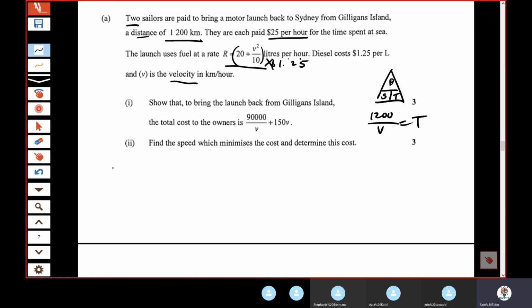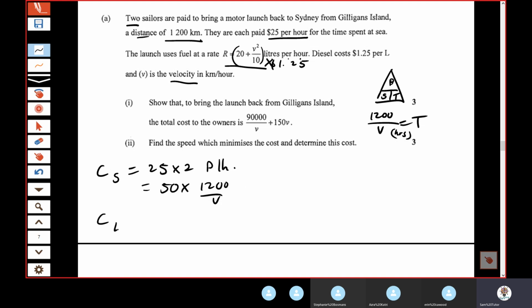You know that the guys get paid, the cost for the sailors is $25 per hour times 2 of them, that's it, 25 times 2, $50 per hour. But how many hours are they working? Well, they're working 1,200 on V hours. So 50 times 1,200 on V. Does that make sense? This is in hours. This is per hour. So that's the total cost for the sailors.